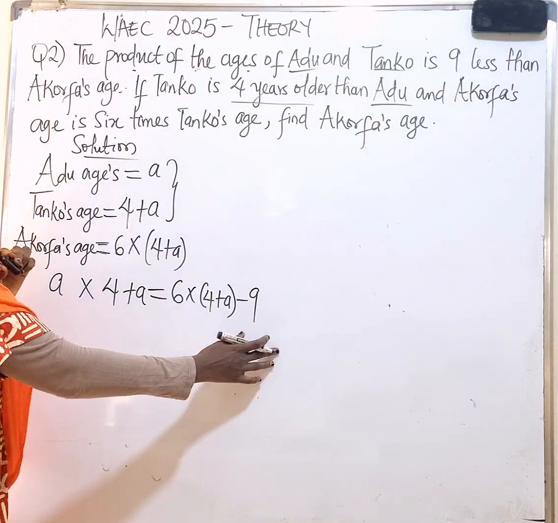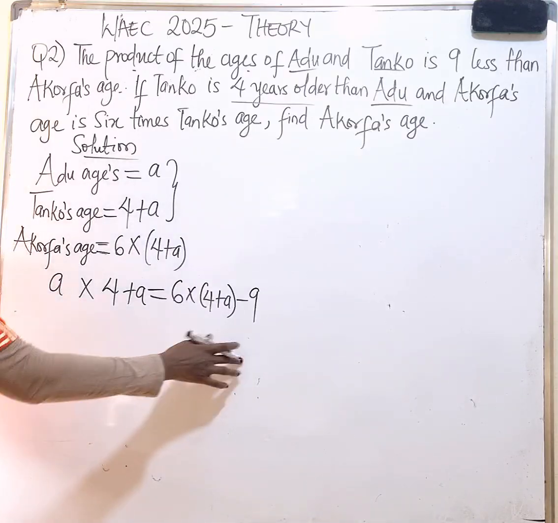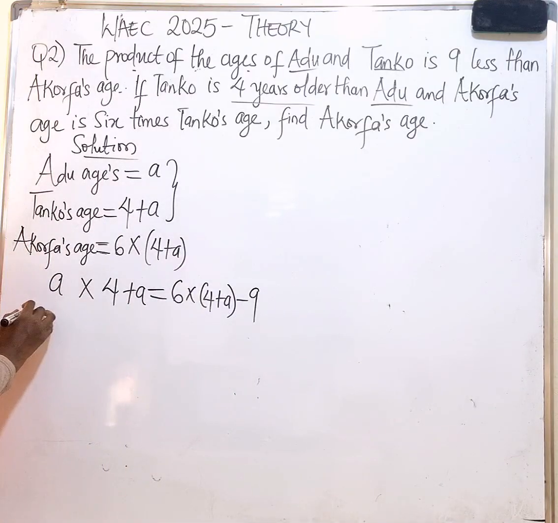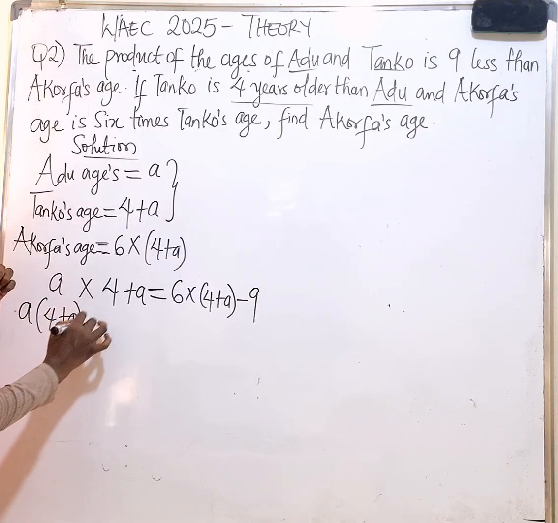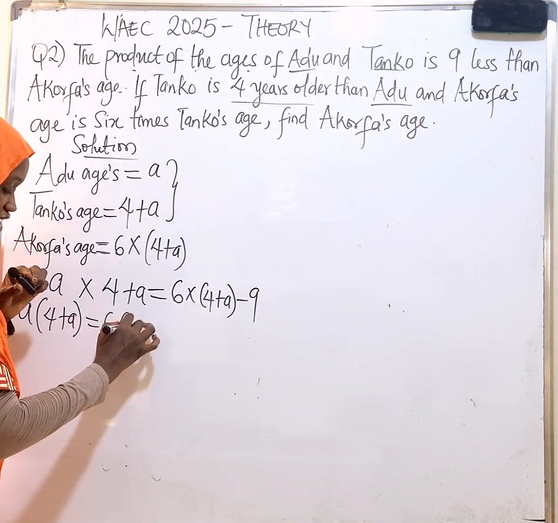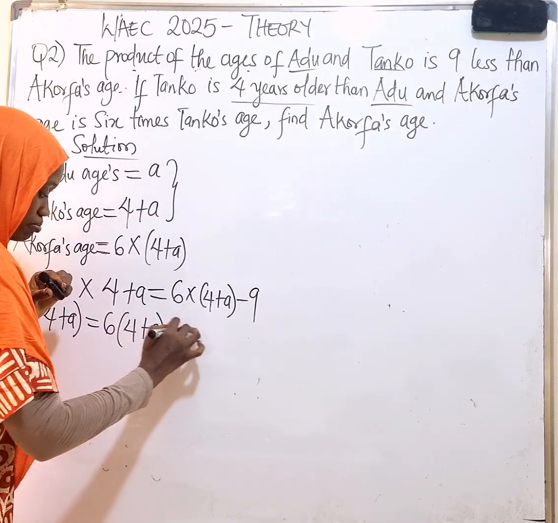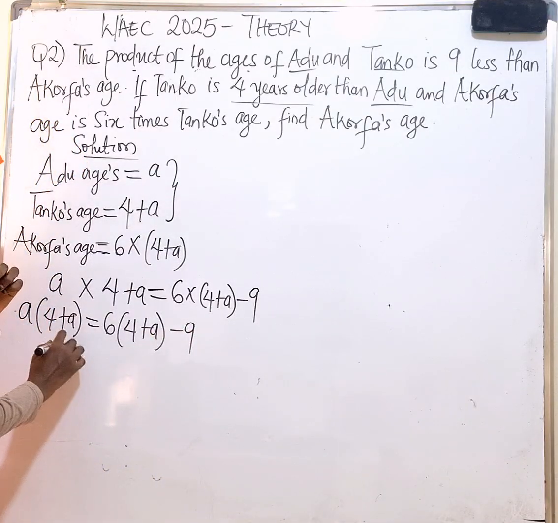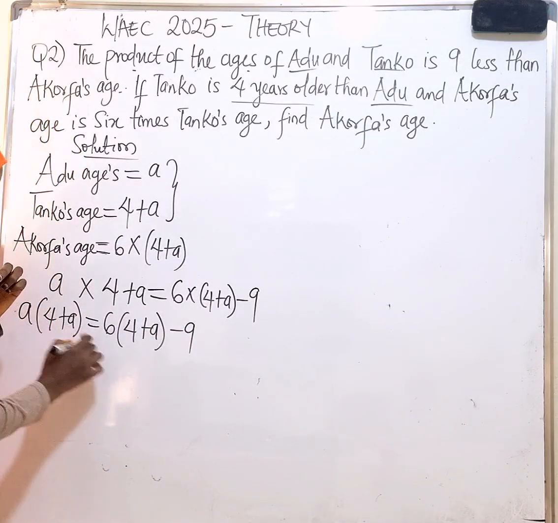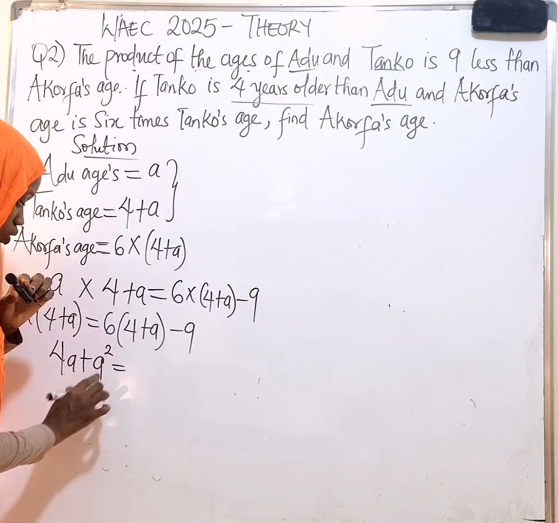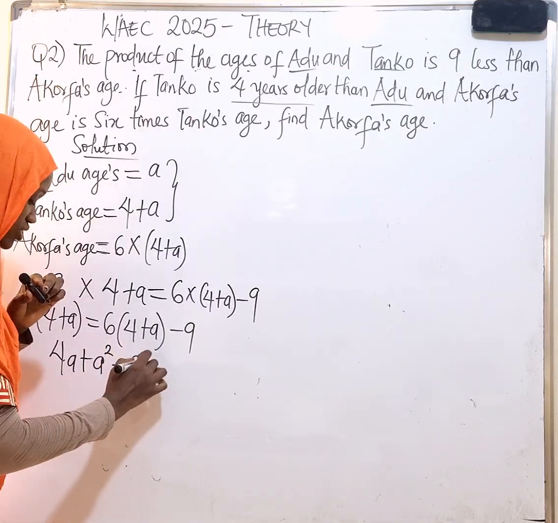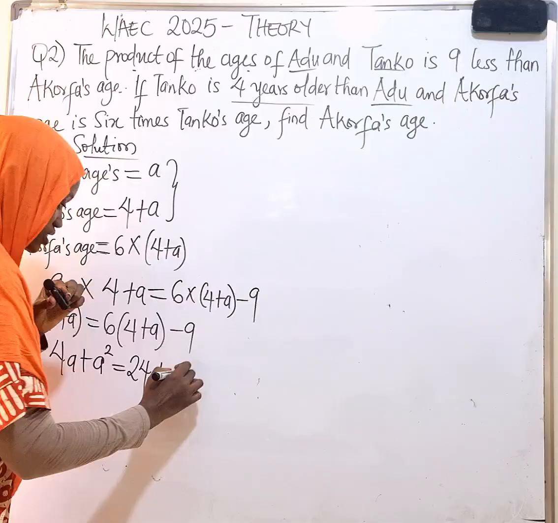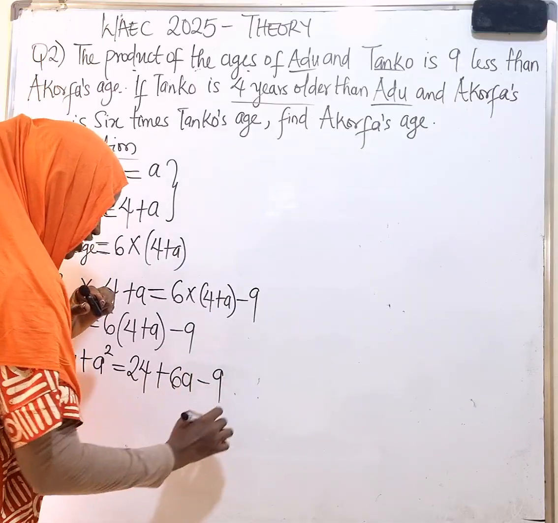Now we have this. We cannot get the value for A yet, so let's simplify. This can also be written as A open bracket 4 plus A, right, equals 6 open bracket 4 plus A, minus 9. Now let's expand. A times 4 gives us 4A, plus A times A is A squared, equals 6 times 4 is 24, plus 6 times A gives 6A, minus 9.